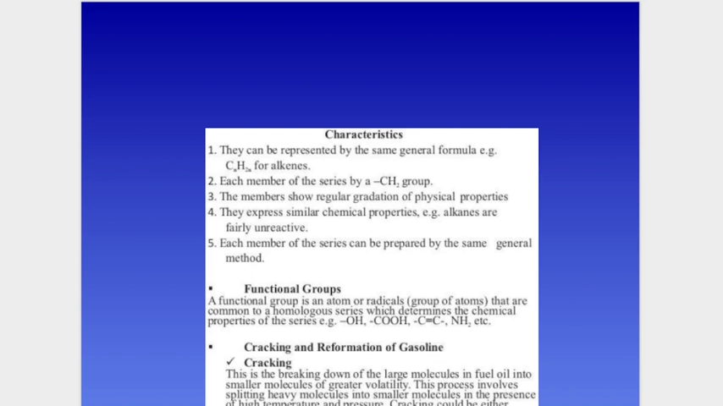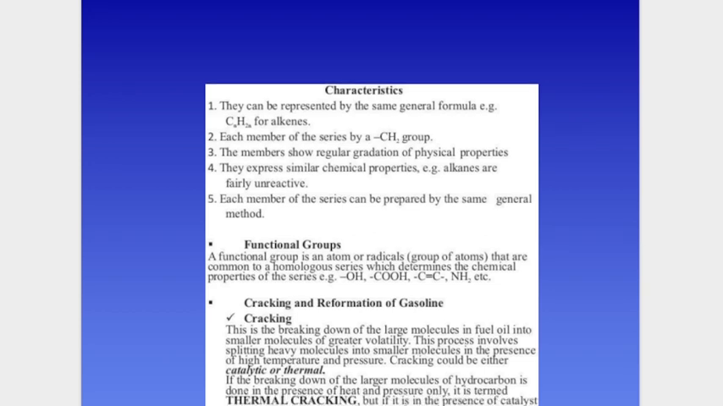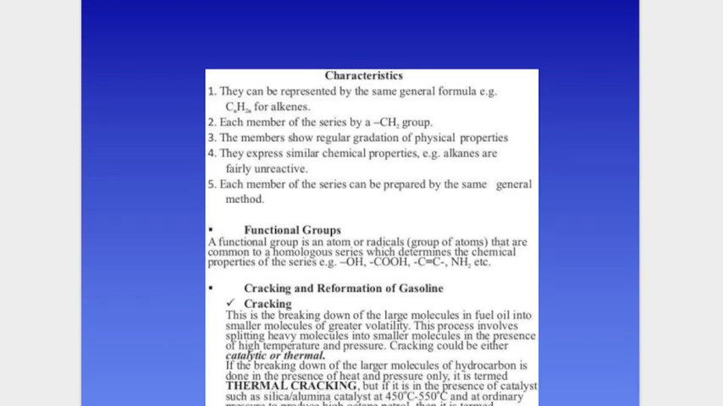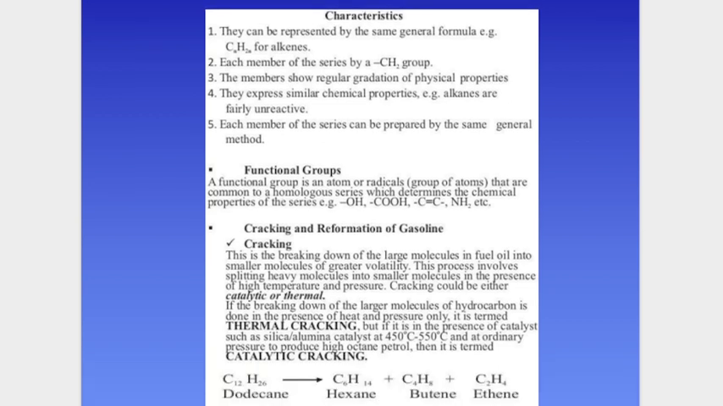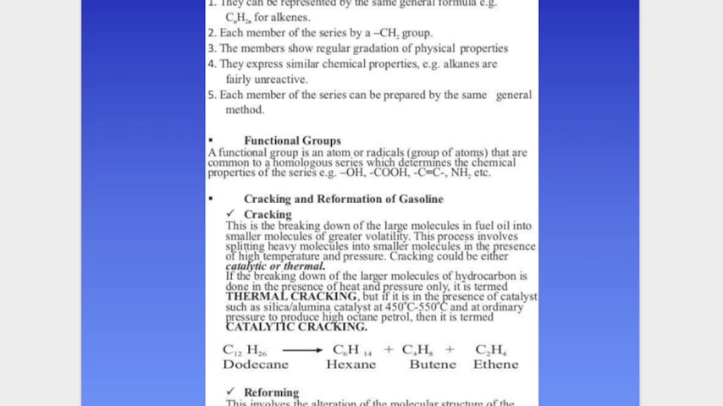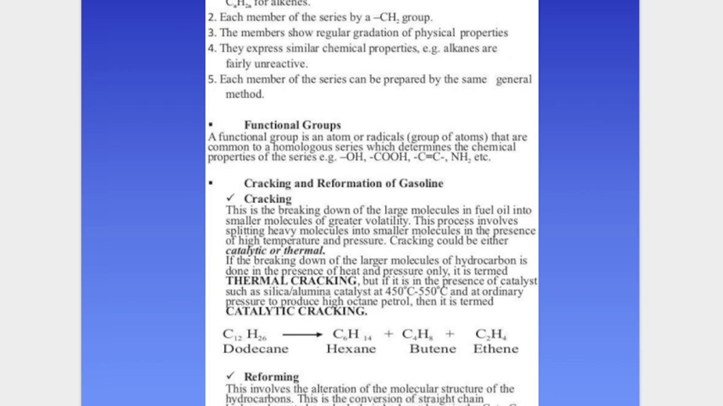So, what is cracking and what is reforming of gasoline? Cracking is the breaking down of large molecules in fuel oil into smaller molecules of greater volatility. This process involves splitting heavy molecules into smaller molecules in the presence of high temperature and pressure. Cracking could either be catalytic or thermal. If the breaking down of the large hydrocarbon molecules is done in the presence of heat and pressure only, it is termed thermal cracking. But if it is in the presence of catalysts, such as silica and alumina, at a temperature of 450 to 550 degrees Celsius, at ordinary pressure, to produce high octane petrol, it is termed catalytic cracking.